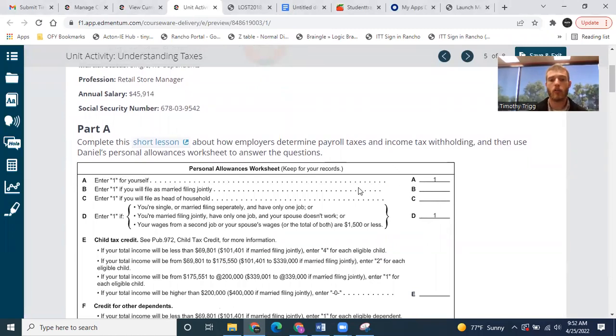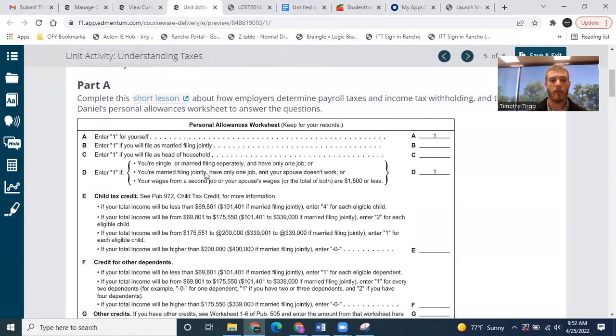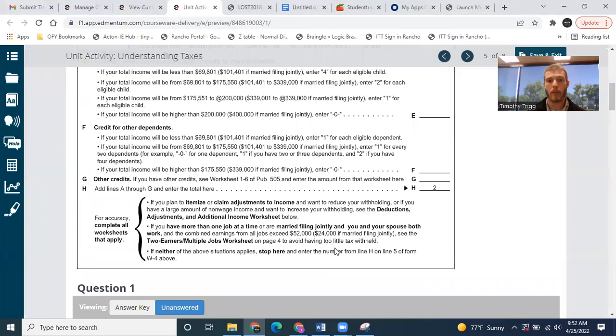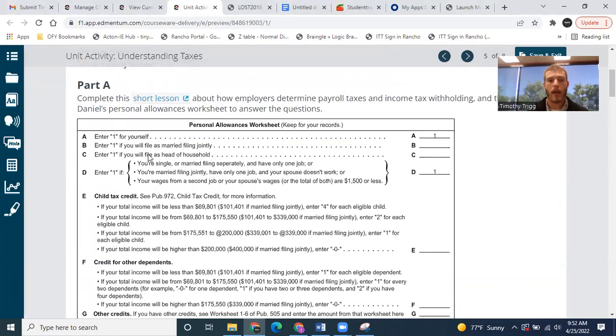So when you get hired for a new job, you're going to have to fill out a form or a worksheet like this. And it helps you fill out your W-4 form. So this first worksheet has to do with how many allowances you get. The more allowances you have, the less taxes you have to pay. In the case of Daniel, you always enter 1 for yourself. So in line A, this will always be a 1. And he also entered a 1 for line D, because he's single and he only has 1 job. So he put a 1 there.